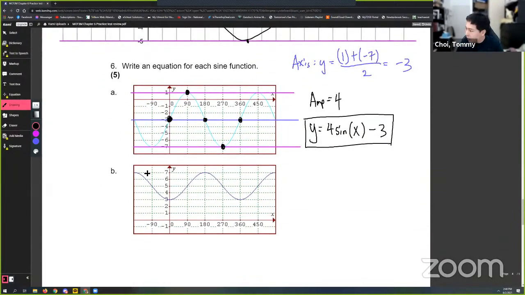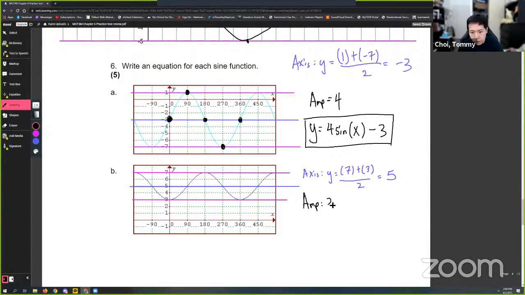For part B, exactly the same thing. I'm going to break it down for you, but there's actually two answers for this question. And they're both right. So I'm going to draw peak and trough once again. That's going to allow me to calculate my axis, which is y is equal to 7 plus 3 divided by 2, which gives us 5. So I'm going to draw my equation of the axis there. That gives us our amplitude. I think you can clearly see our amplitude there. That's 2. So our amplitude is 2.